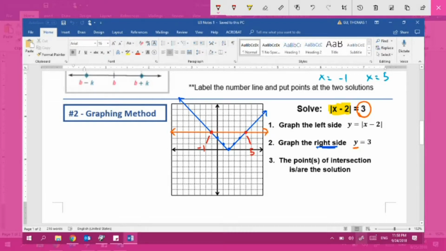So we can see our points, again, x equals 1, and x equals negative 1, and x equals positive 5. Just like we got in our answer above. But this time, we used the graphing method.